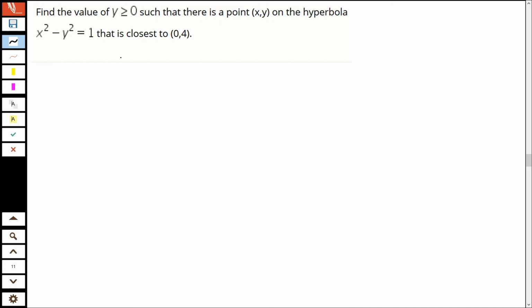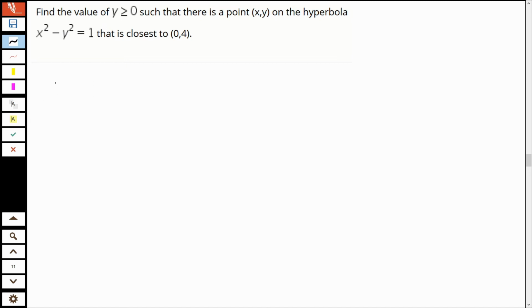Okay, find the value of y, the positive value of y, such that there is a point (x, y) on the hyperbola here that is closest to... Okay, so this looks like it's going to be a Lagrange multiplier question. We want to find the point (x, y) that is closest to this, that is still on this, and it looks like we're going to have more than one value, so it asks us for the one with the positive y component.